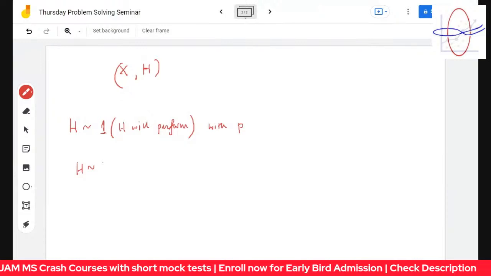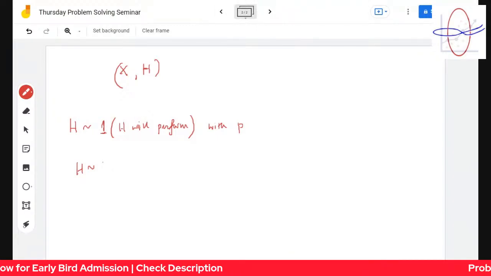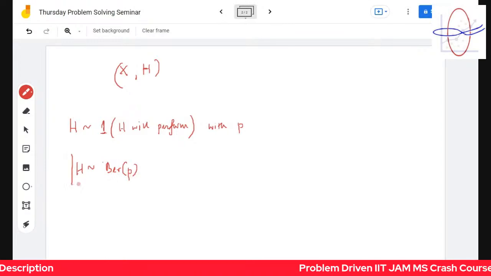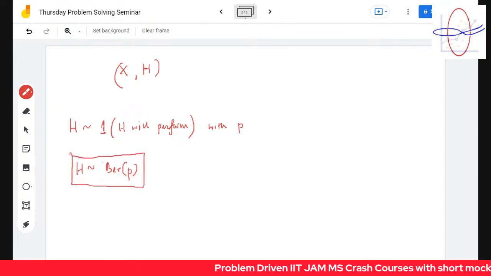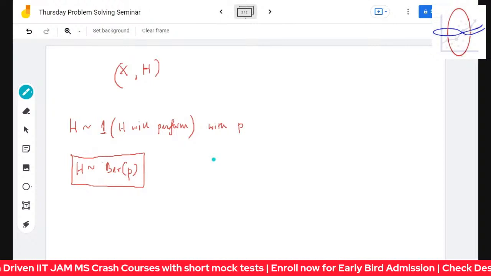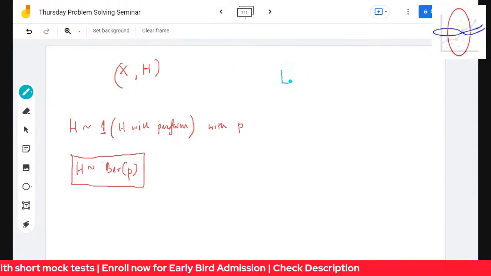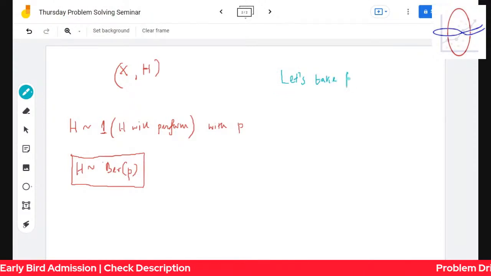That's the basic. Can you tell me what random variable H follows? Bernoulli. Perfect. So H follows Bernoulli P. Now let's take the first surgery.